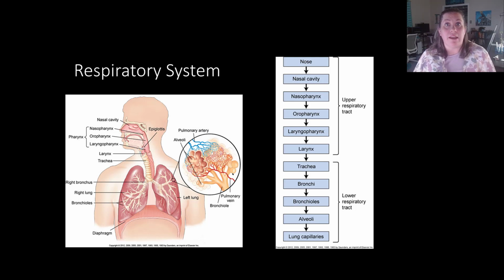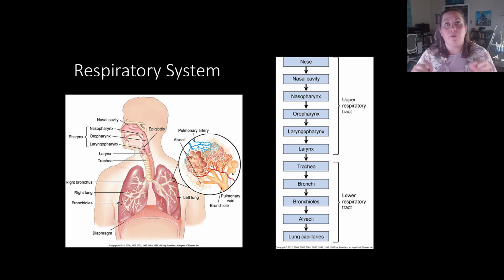Your pharynx is divided into several parts. You have the nasopharynx, which is by the nose, the oral pharynx, which is the connection with the mouth, and the laryngeal pharynx, which is going to be connected to the larynx. Under the larynx, you have the trachea, and this begins your lower respiratory tract. The trachea is going to branch into the bronchi.